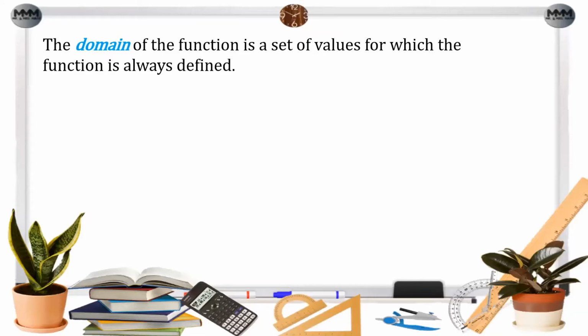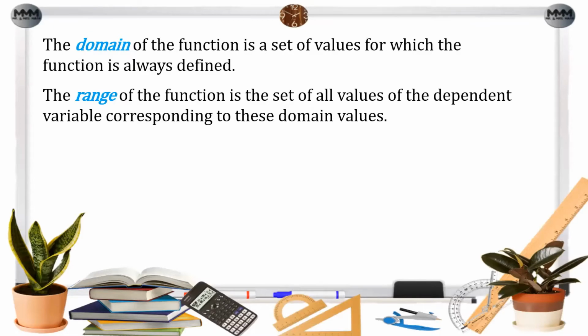Now, the domain of the function is a set of values for which the function is always defined. However, the range of the function is the set of all values of the dependent variable corresponding to these domain values. Now, let's have here a mapping to illustrate the domain and the range of the given function.